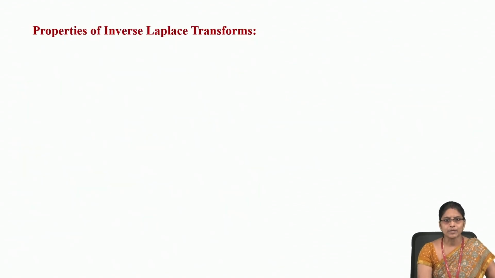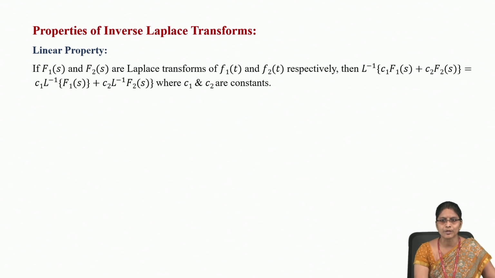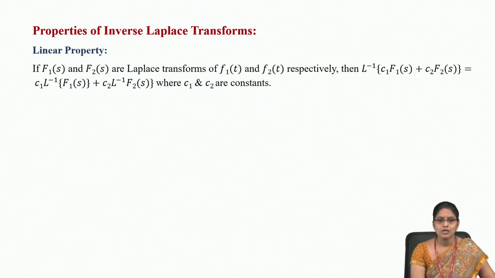Now we discuss the properties of inverse Laplace transform. First property is the linearity property. Let F1 of s and F2 of s be the Laplace transforms of f1 of t and f2 of t respectively. Then the inverse Laplace transform of c1 F1 of s plus c2 F2 of s is equal to c1 L inverse of F1 of s plus c2 L inverse of F2 of s. Here c1 and c2 are constants.